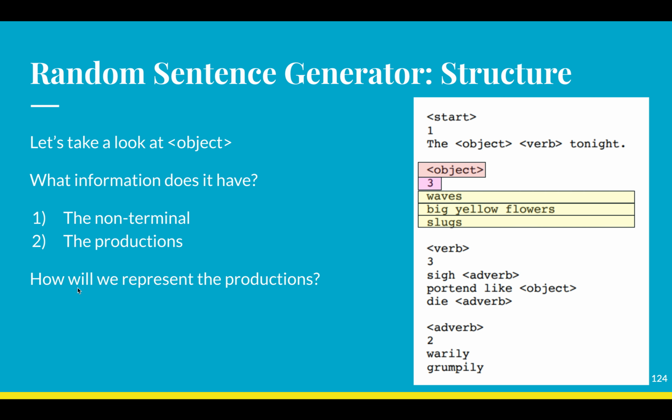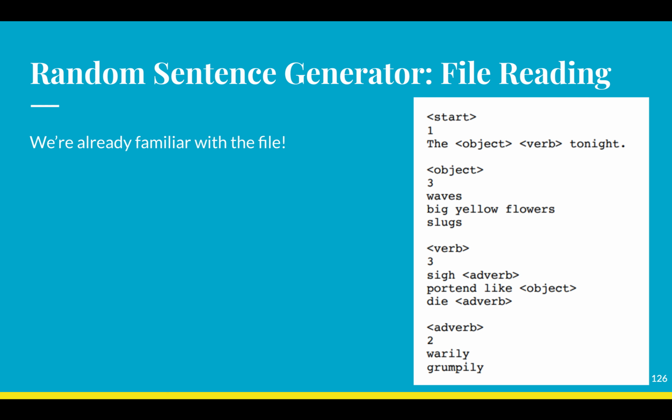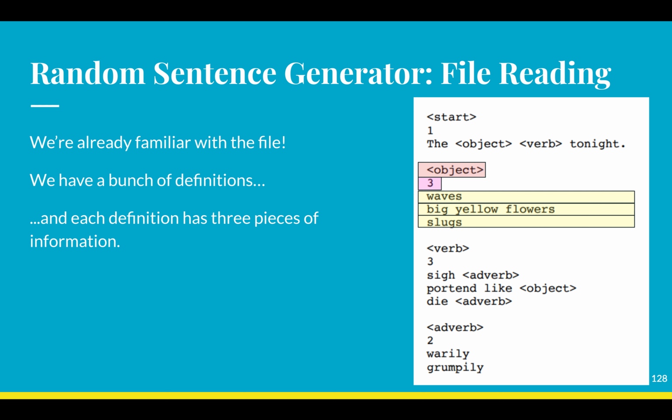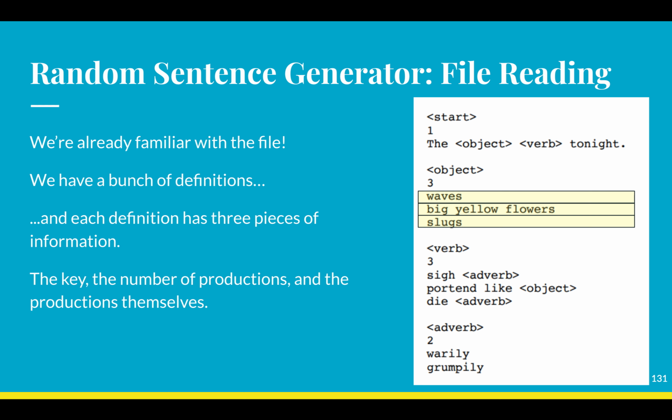Now the next question is, how are we going to actually represent the productions? We're working backwards here. It's important to note that we know what the purpose of the data structure is. In other words, we know what the data structure is going to be used for. So we're starting with the use case and working backwards to figure out what kind of data structure we're actually going to use. Specifically, we're going to populate the data structure by reading in the grammar file. We're already familiar with the file structure. We have a bunch of definitions, and each definition is 3 pieces of information: the key, which is the non-terminal, the number of productions, and then the productions themselves.